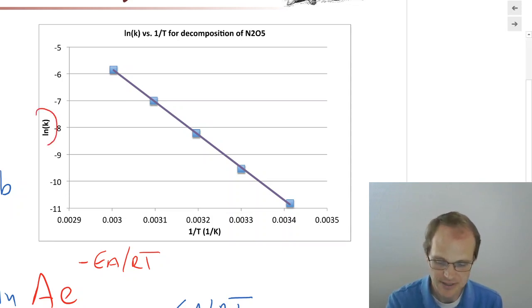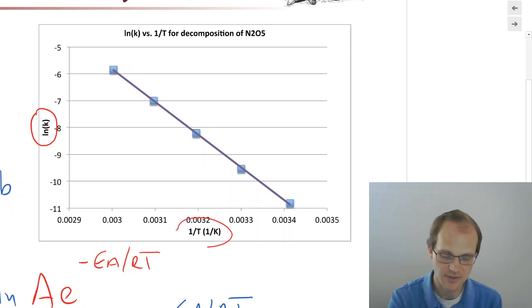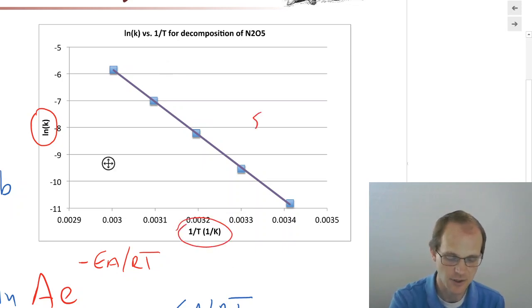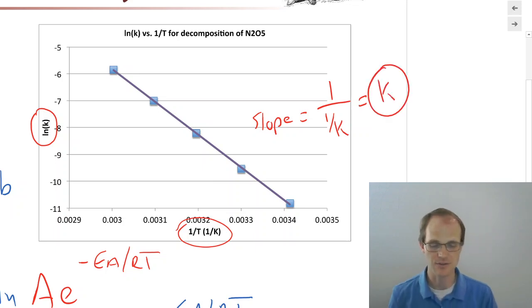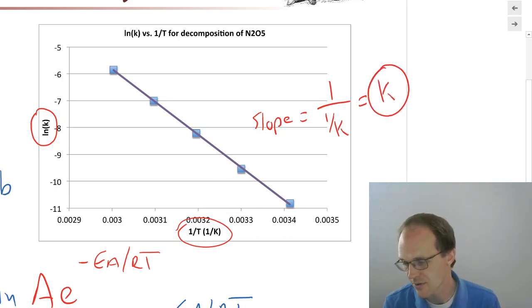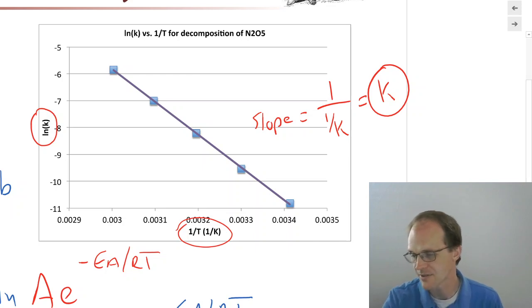What do we have for units? Ln of K has no units. 1 over T has units of 1 over K. So our slope is going to have units of nothing over 1 over K, or just units of Kelvin, K for Kelvin. So whatever the slope is, it is going to have units of Kelvin.